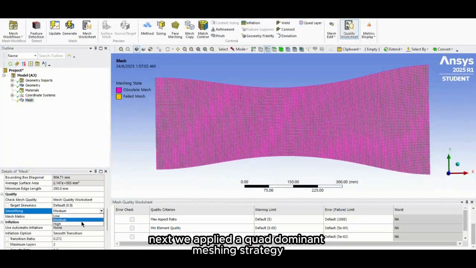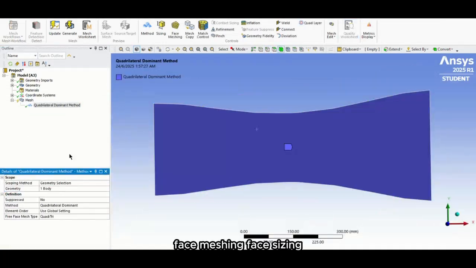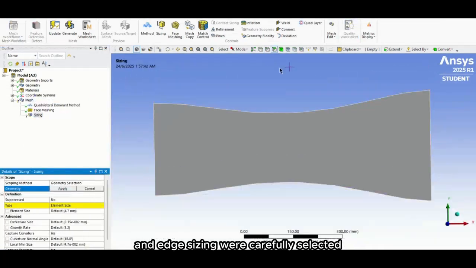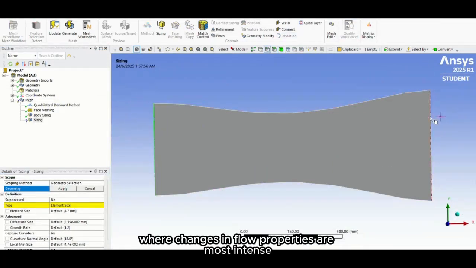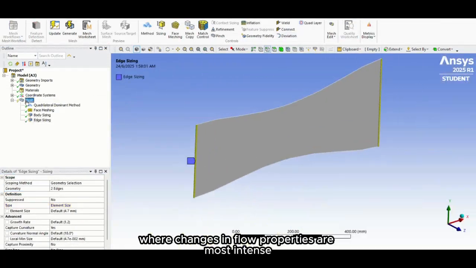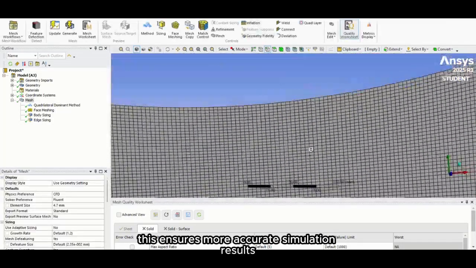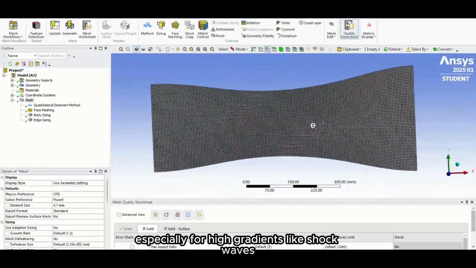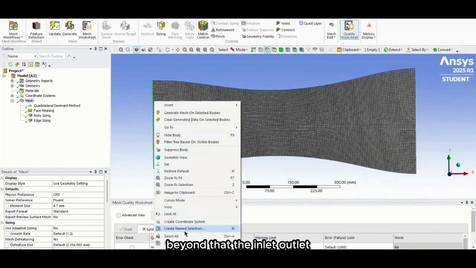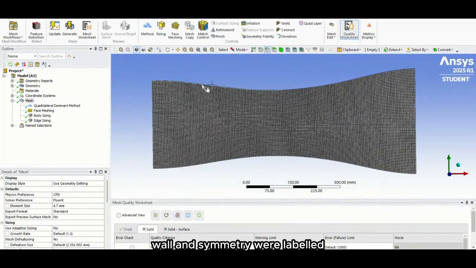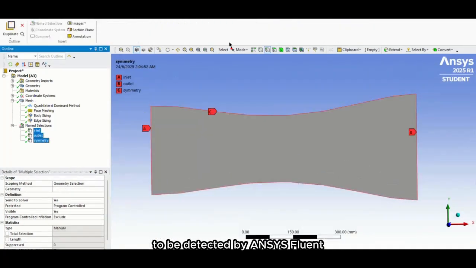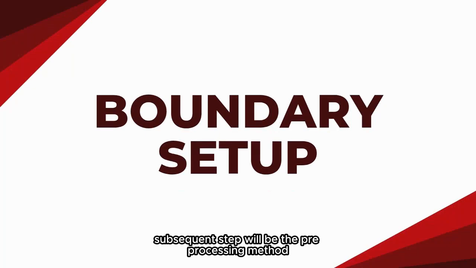Next, we applied a quad-dominant meshing strategy. Face meshing, face sizing and edge sizing were carefully selected to refine the grid near the throat, where changes in flow properties are most intense. This ensures more accurate simulation results, especially for high gradients like shockwaves. Beyond that, the inlet, outlet, wall and symmetry were labeled using the named selection feature to be detected by ANSYS Fluent.